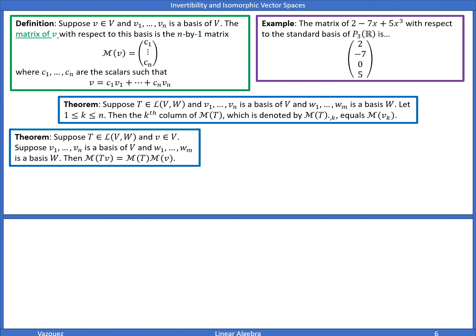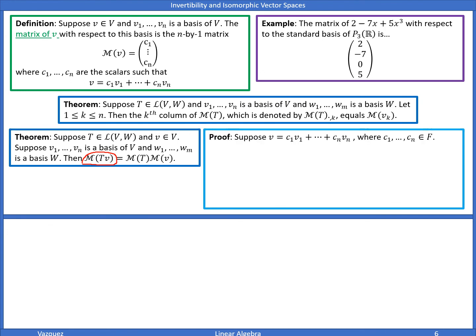Here, suppose T is a linear map from V to W, and v is in V. Suppose we have the basis of V and basis of W. Well, then the matrix of Tv is equal to the product of the matrix of T times the matrix of v. Now, this is quite interesting. So here, suppose v is equal to c1 times v1 plus and so on, so v is just a linear combination of the basis of V, where c1 to cn are scalars.